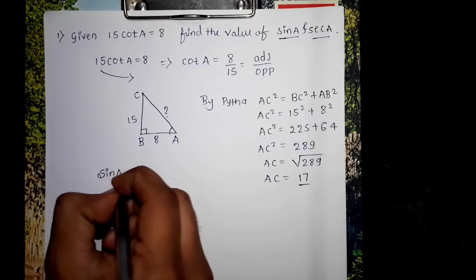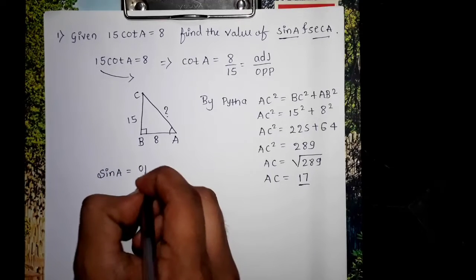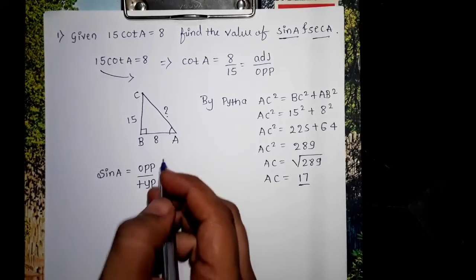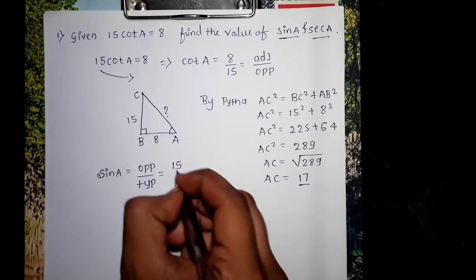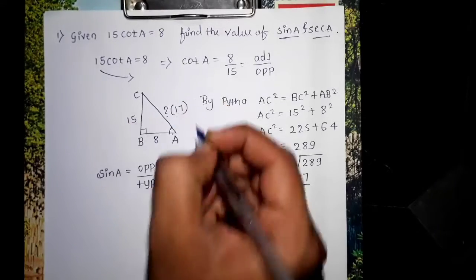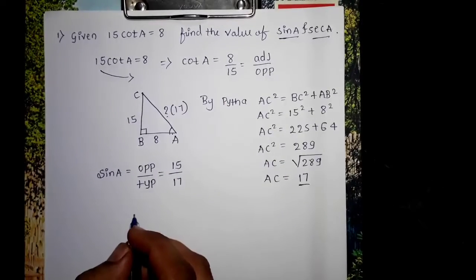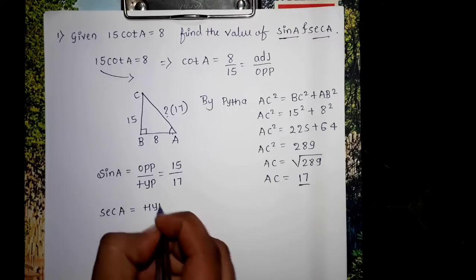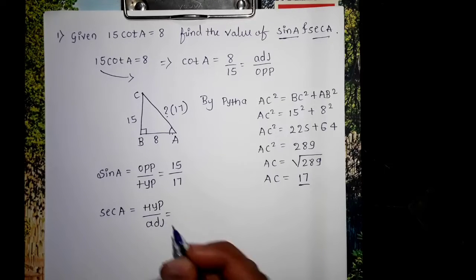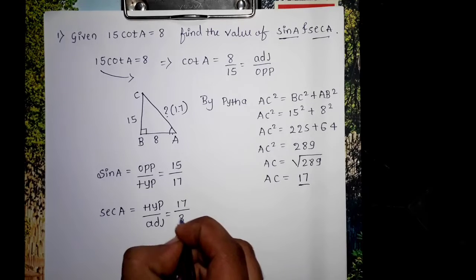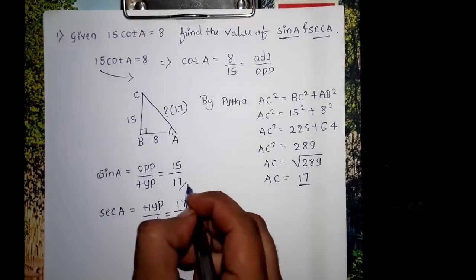We are asked to find sin A and sec A. What is sin A formula? Ratio, remember the ratio. Sin A is equal to opposite side divided by hypotenuse. What is opposite side here with respect to A? 15 divided by what is hypotenuse here? That is AC. AC is 17. Next come to the sec A. What is the formula for sec A? It is hypotenuse divided by adjacent side. What is hypotenuse here? It is 17 divided by what is adjacent side? It is 8. Now we have found the value of sin A and sec A.